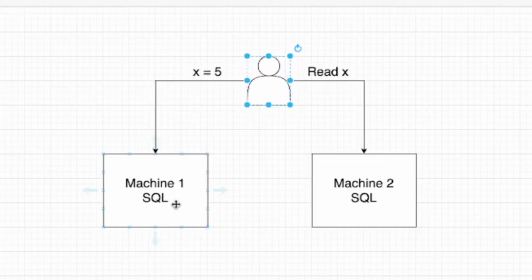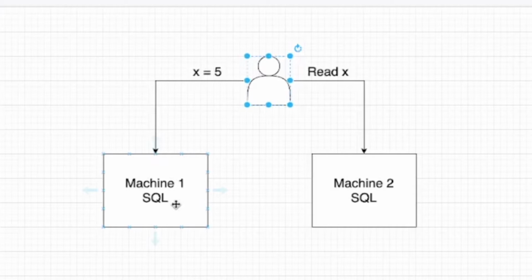Because if you then ask machine 2, it won't have the value, which is not a consistent system, right? So since I want to maintain consistency, now I am not available. I will not be able to take your writes. In this case, it's not even taking your writes because you want it to be consistent. It is not possible in this system because since there is no network, machine 1 and machine 2 won't be able to talk to each other and they won't be able to agree on the value of x as 5.